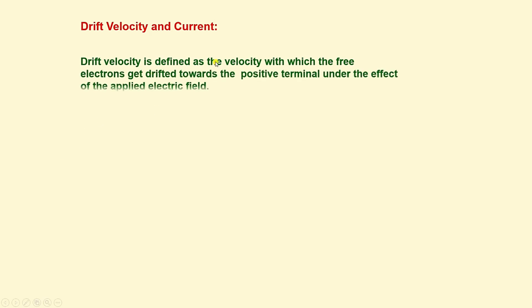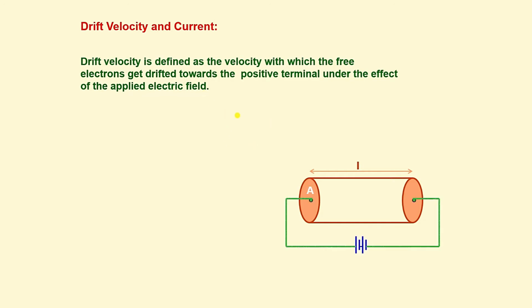Drift velocity is defined as the velocity with which free electrons get drifted toward the positive terminal under the effect of an applied electric field. We take the conductor and apply the external battery, an electric field is set up, and then the electrons drift from the negative terminal toward the positive terminal under the effect of the applied battery.